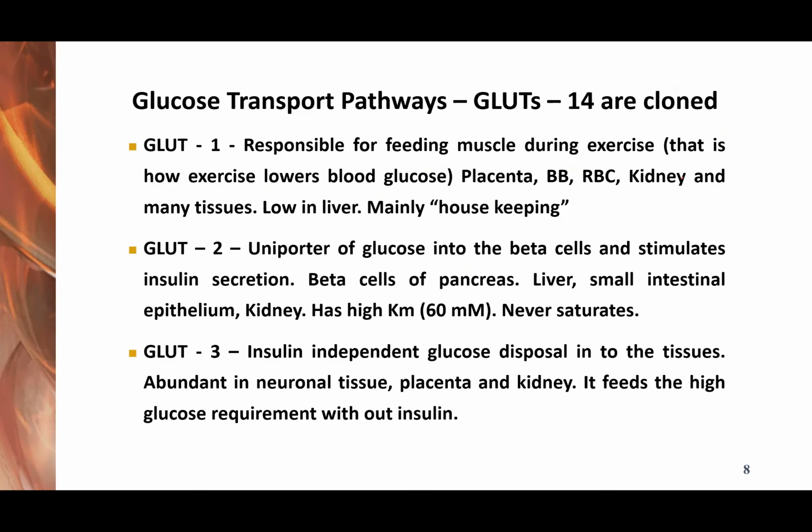So how many GLUTs are there now? 13 GLUTs are there, or 14 GLUTs are there. You don't have to remember all the things. What we are interested in is the GLUT2, uniporter of glucose into the beta cell, which stimulates insulin secretion. So this is what is called glucose mediated insulin secretion, or GIGSIS. Beta cells of the pancreas, liver, small intestine epithelium, and kidney have high Km, 60 millimoles, and it never saturates. GLUT2 can never be saturated.